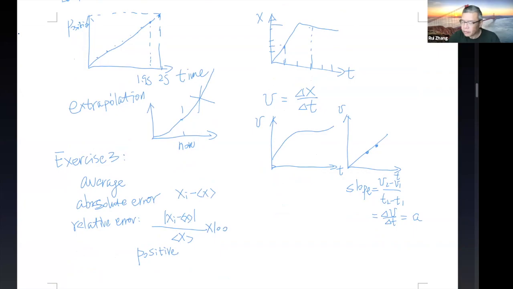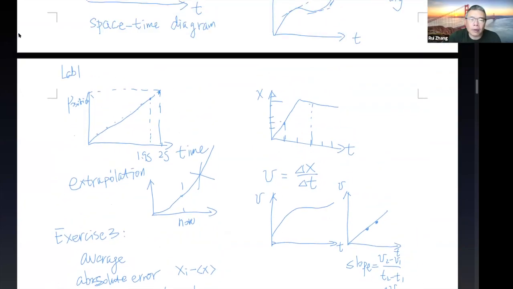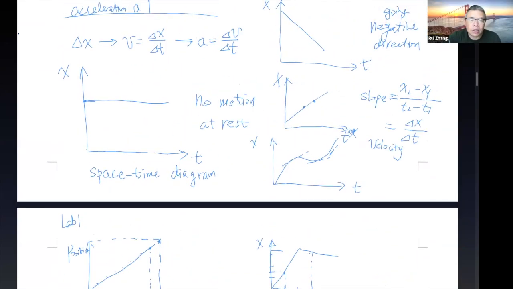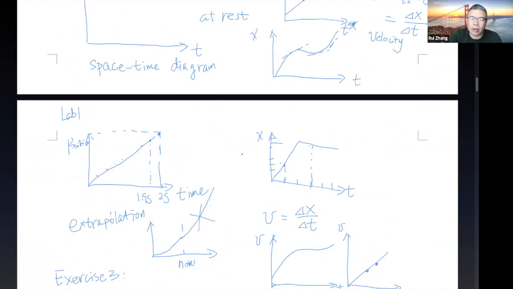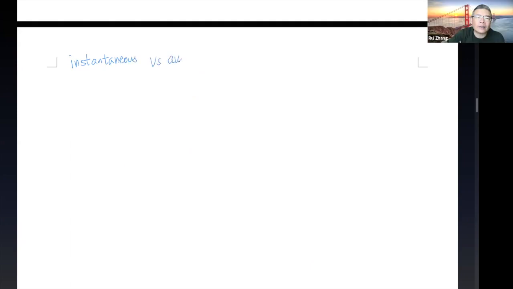Okay, there's another point I want to make for the general motions here, which is a little subtle, and we don't need to spend a whole lot of time on it. But before we go to a specific problem, let me make another point here. Let me use another page. There's a point called instantaneous versus average.